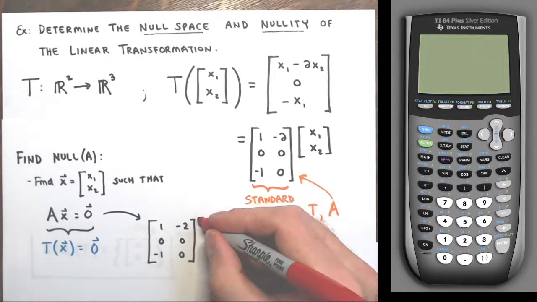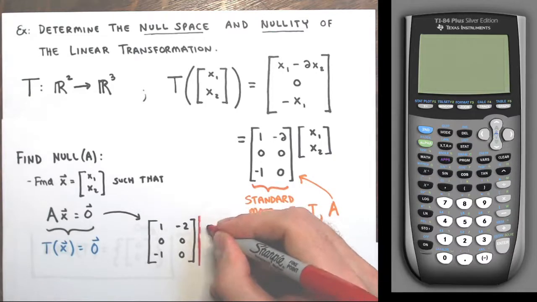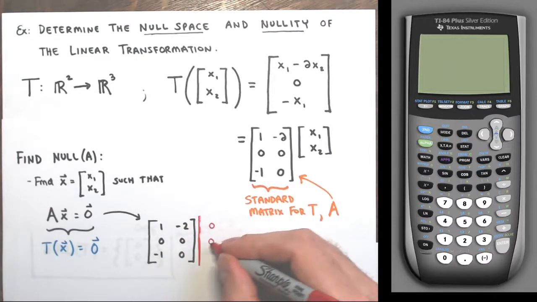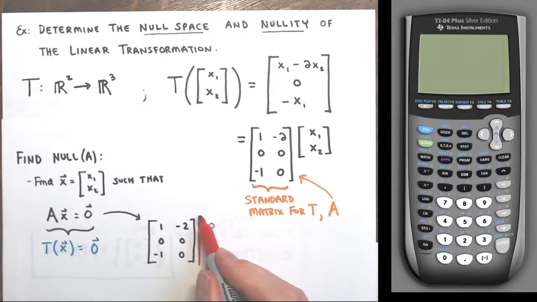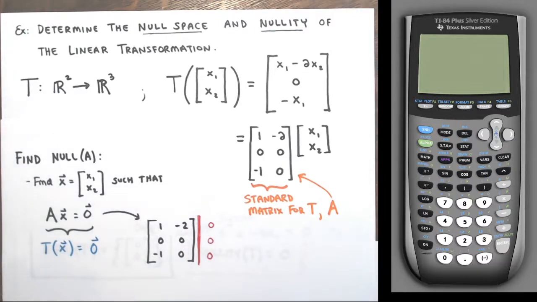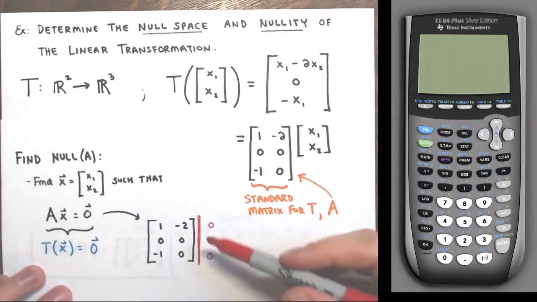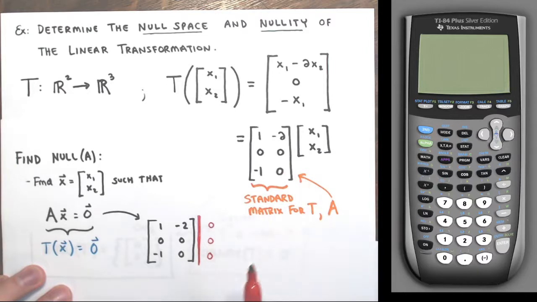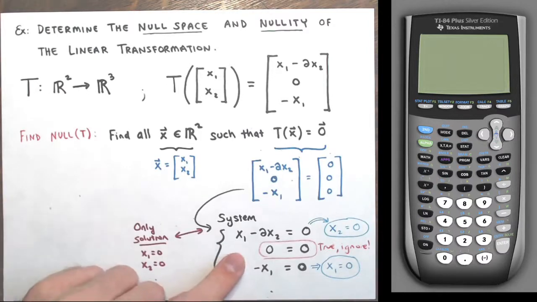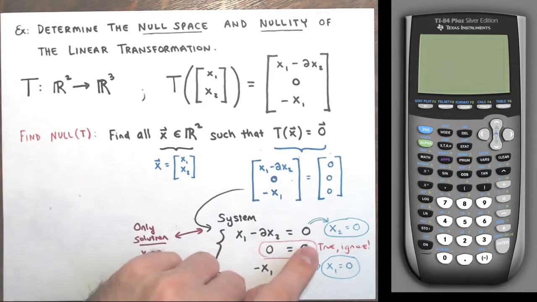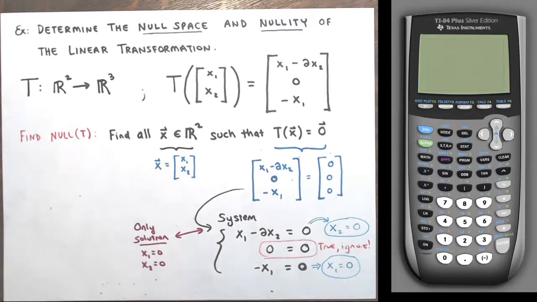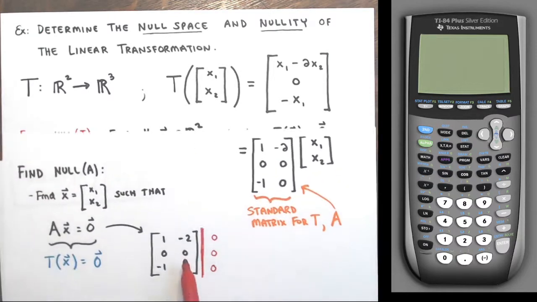You could put a bar here, and then this needs to be equal to 0, this needs to be equal to 0, this needs to be equal to 0. x1 minus 2x2 needs to be equal to 0, 0 needs to be equal to 0, and negative x1 needs to be equal to 0. You could put the little bar and some zeros over here to make an augmented matrix for the system I wrote earlier. Say 1, -2, 0, 0, 0, 0, -1, 0, 0. Exactly the same as I have here.